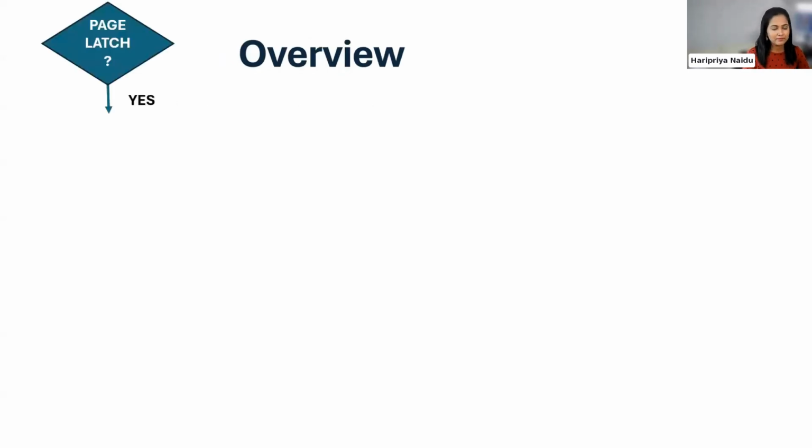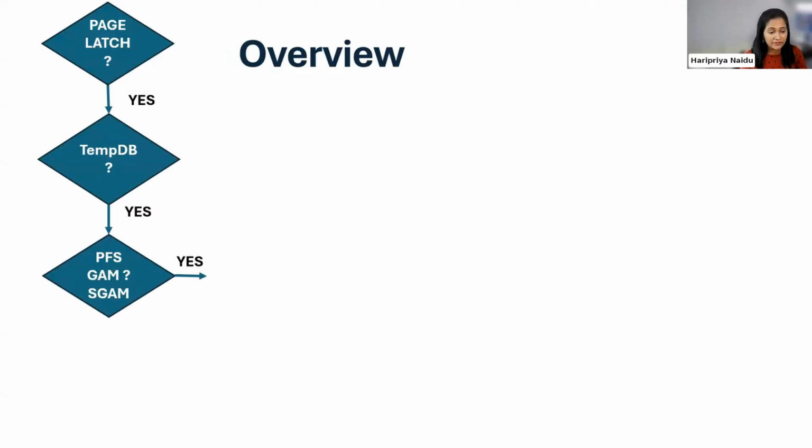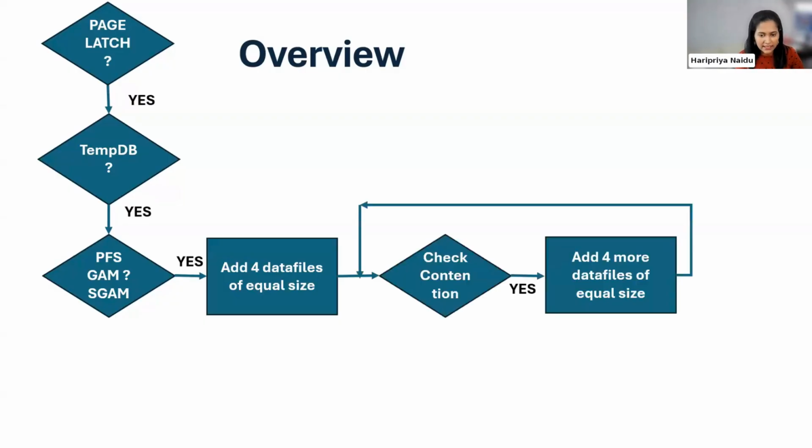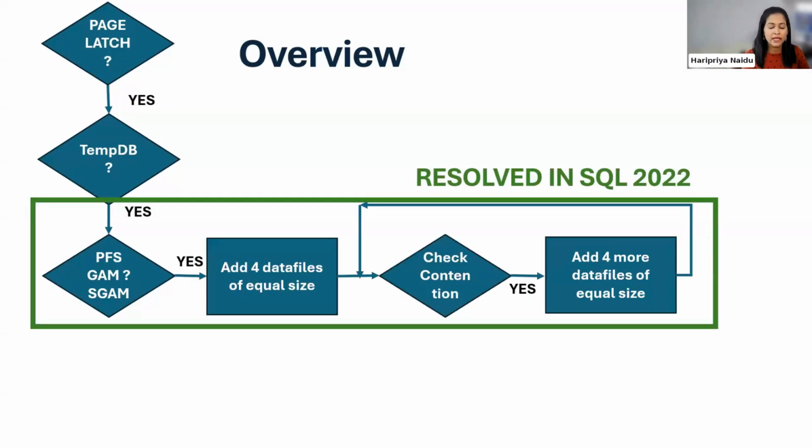All right. So you have page latches on TempDB. This is called TempDB contention whenever you see too many page latches. All right. So if you see that on PFS, GAM or SGAM pages, then you add data files, you check contention, you add more data files, and you go in that loop. So this box in green is resolved in the SQL 2022 engine by default, and we are not interested in this part right now for this session.